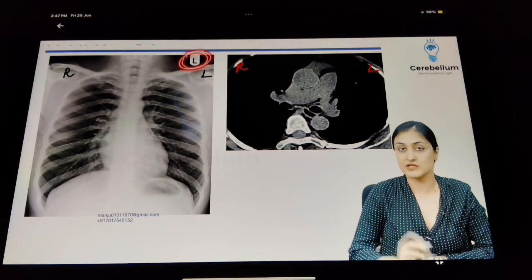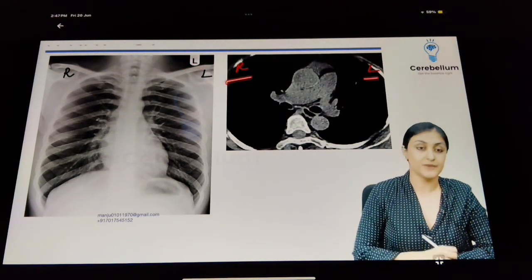Most of the times on the X-ray there will be a marker. If there is a marker, follow that. If there is no marker, right and left. All right, right and left. So this is what you need to know. So this is an X-ray.